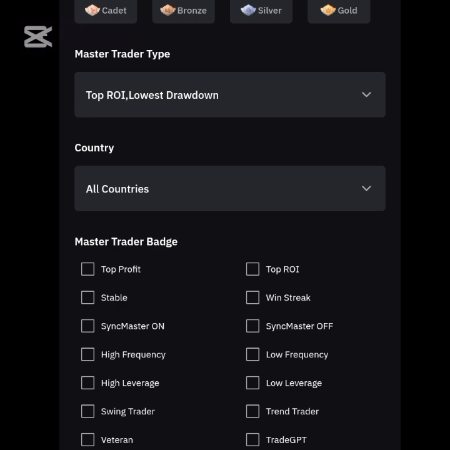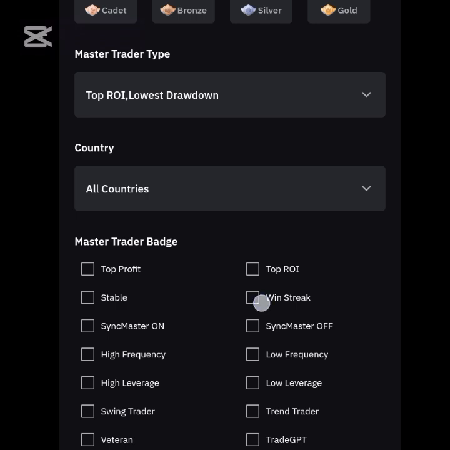Now they have master trader badges. In case you don't know, they give badges to traders based on certain milestones they achieve, you understand. They have top profit, stable, sync, master, top ROI, win streak. I think you have to pick here the one that you think is most important, because this as well is not that important, since not all good traders receive badges, but you want something that makes them stand out.